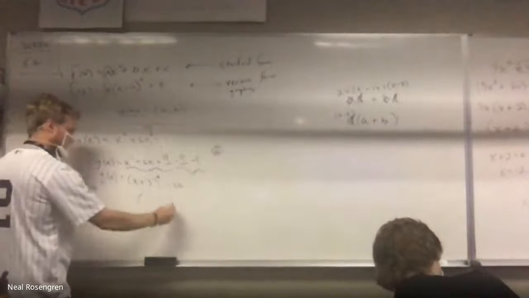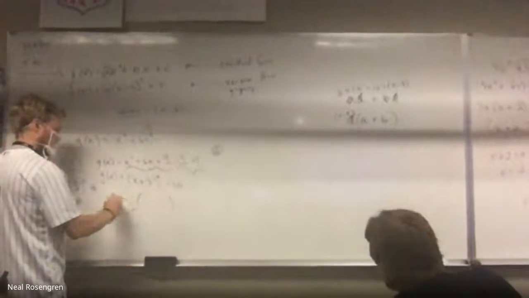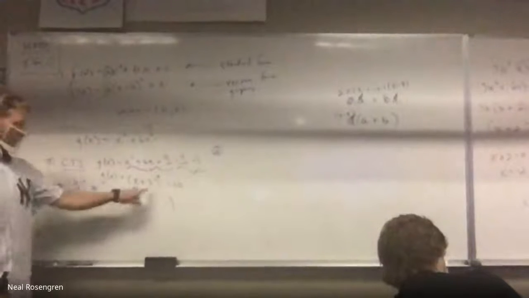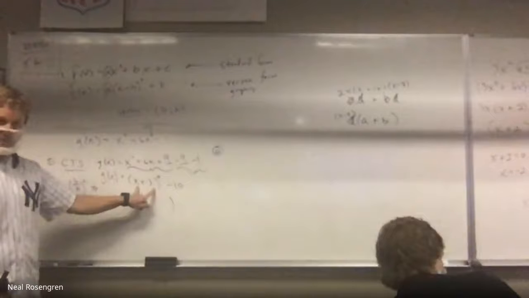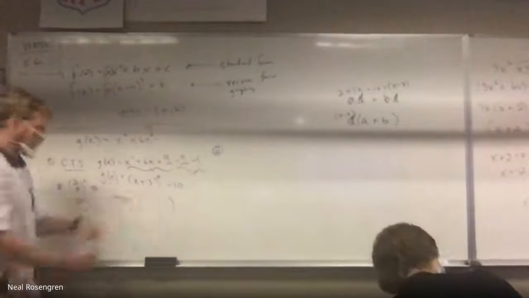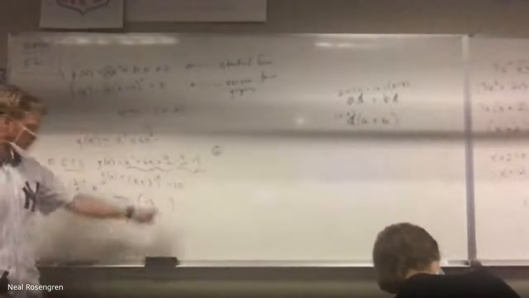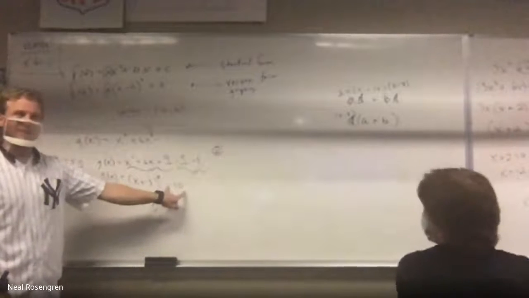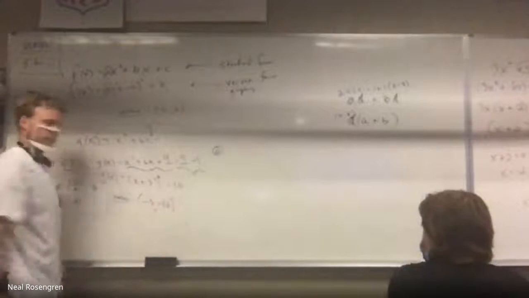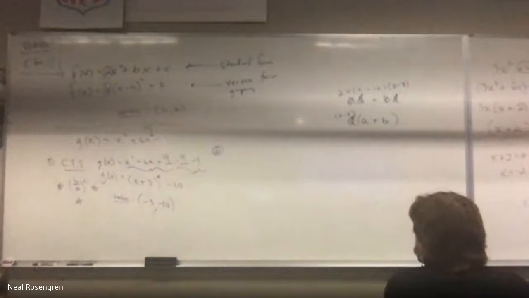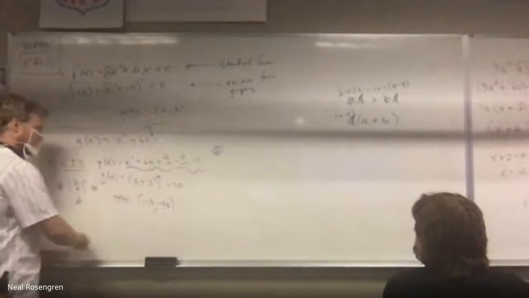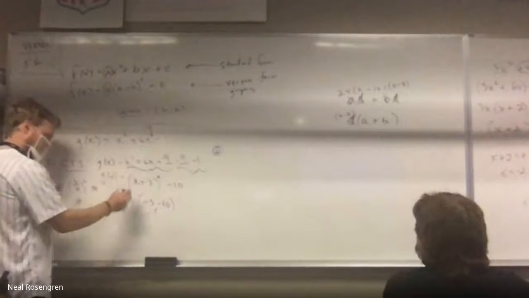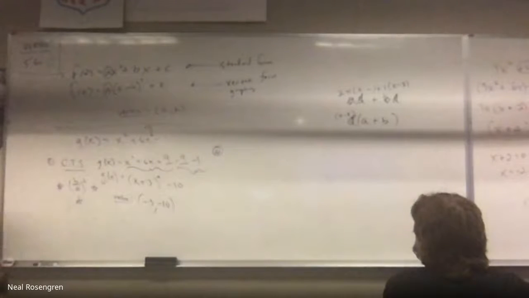I know where my vertex is just by looking. This is a horizontal shift left 3, right? So my vertex is at (-3, ?), and this is a vertical shift down 10, negative 10. All right, opposite of the inside, same as the outside. And here's my leading coefficient of 1. There's my leading coefficient of 1 that we don't have to write.